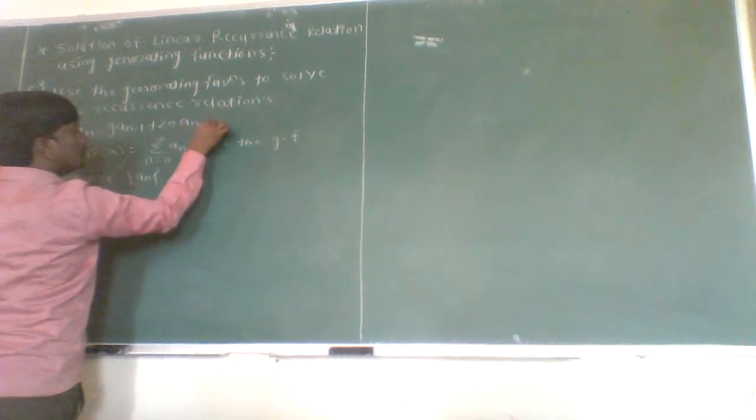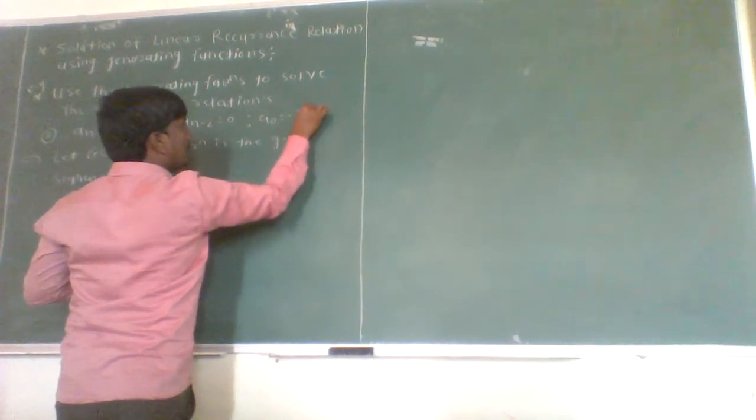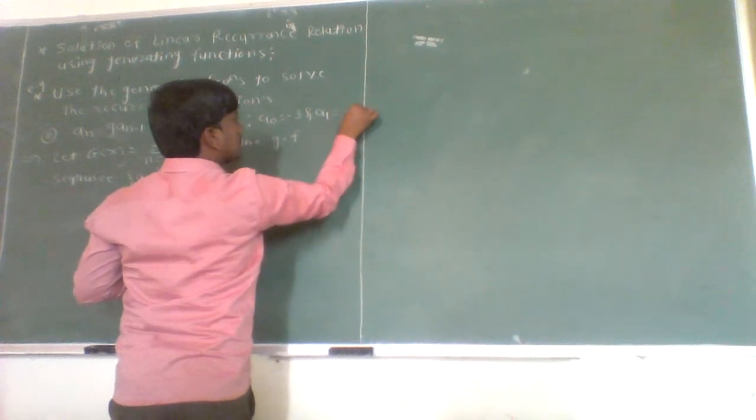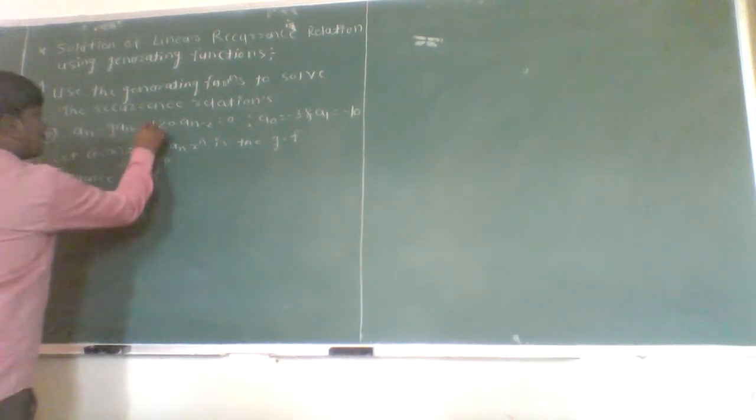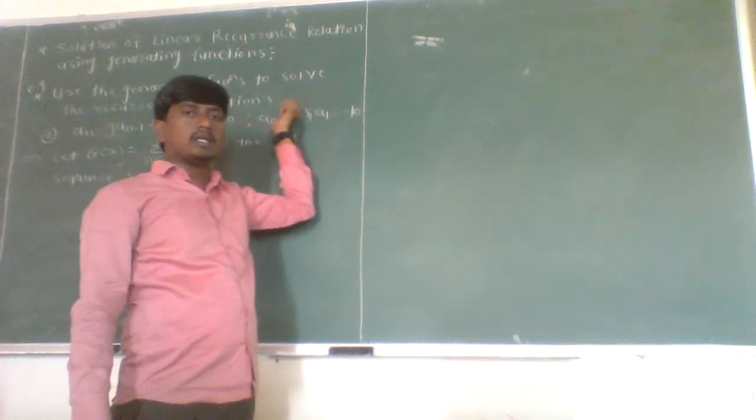The second example: a_n minus 9 a_(n-1) plus 20 a_(n-2) is equal to 0, where a naught is minus 3 and a1 is equal to minus 2. Here we take the recurrence relation a_n minus 9 a_(n-1) plus 20 a_(n-2) equal to 0, where a naught and a1 are the given initial conditions. Now here also let us find its solution.